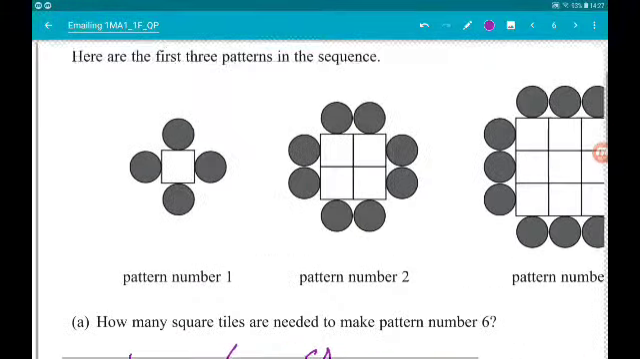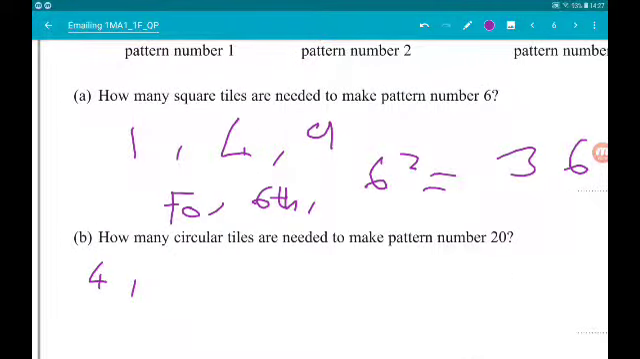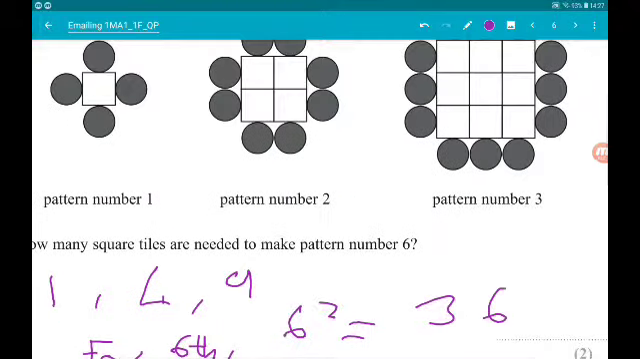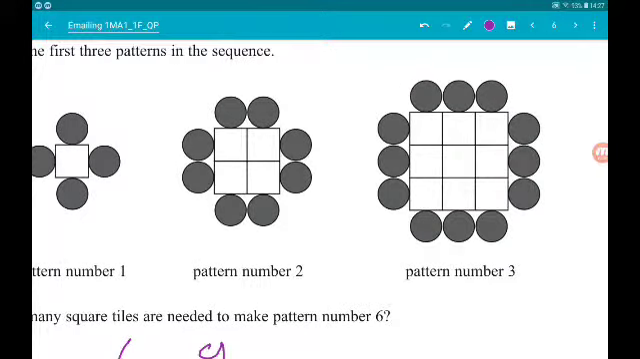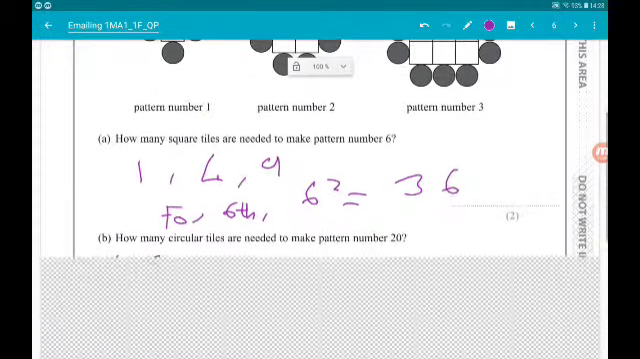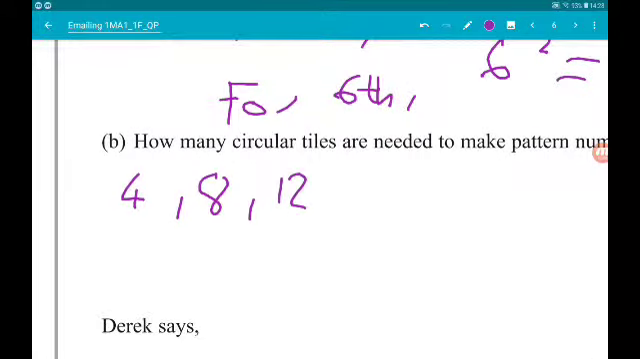For pattern number 2, we need 8 circles. Okay, so there is a pattern going on, we're not really going to need to worry about nth terms. For the third one, we need 12 circles. So, hopefully you can see what's going on here. This is our 4 times table. So the number of circles needed is 4 times the pattern number.